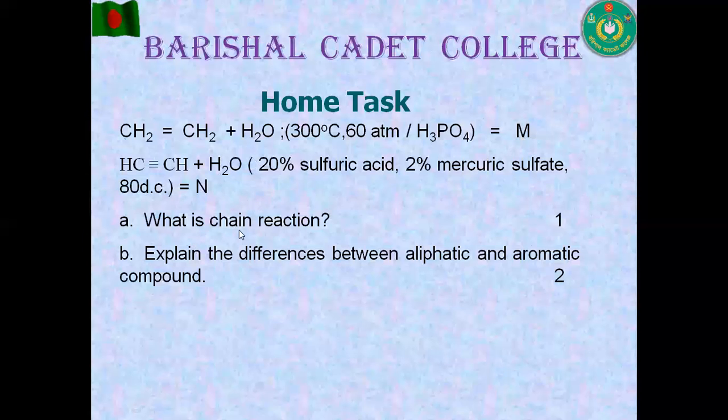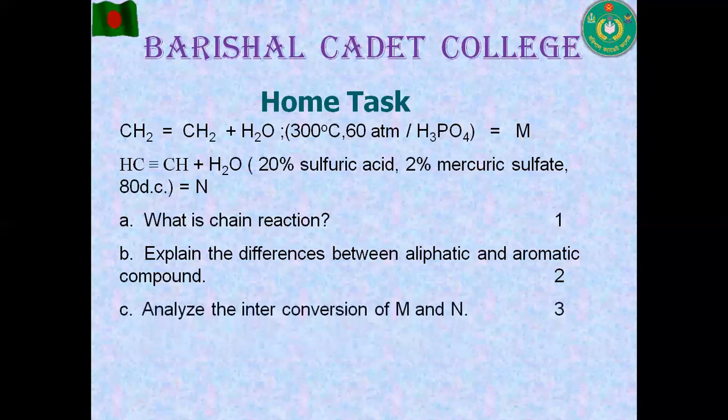So the question is, what is chain reaction? This is polymerization reaction. Explain the difference between aliphatic and aromatic compounds. Aliphatic compounds do not obey Huckel's rule, but aromatic compounds do. Aromatic compounds show specific reactions, for example chlorination, because they have high electron density, addition, but aliphatic compounds do not show this type of reaction.